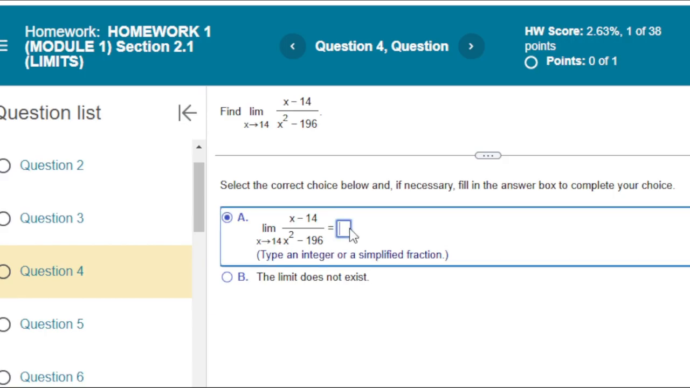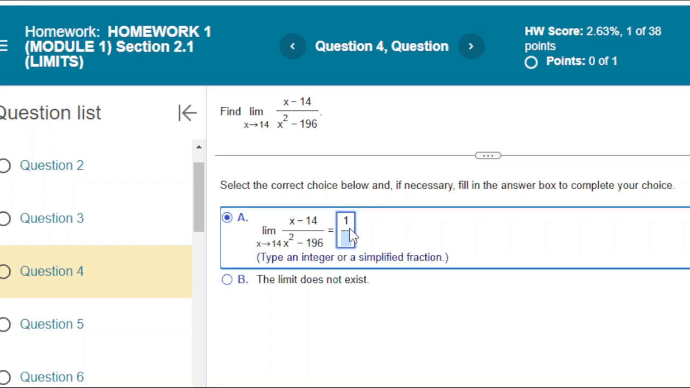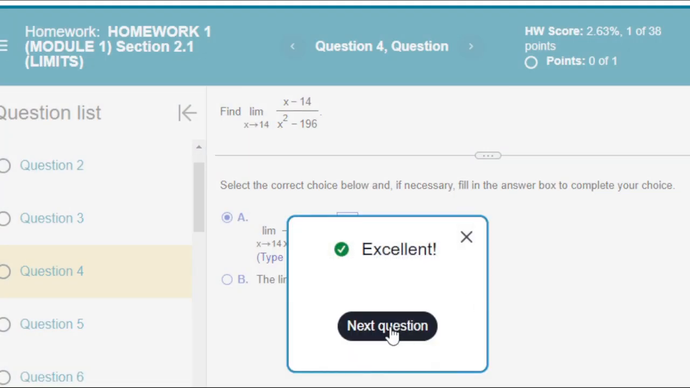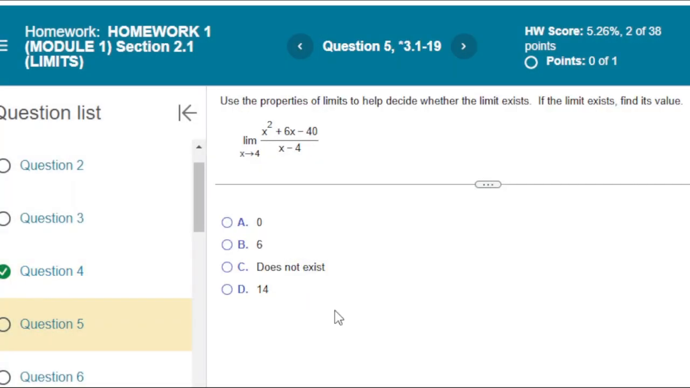So here we'll click 1/28. Check answer, and we got it correct. Okay, now move on to number 5. How do we do this one? Well, it's basically the same thing, right?